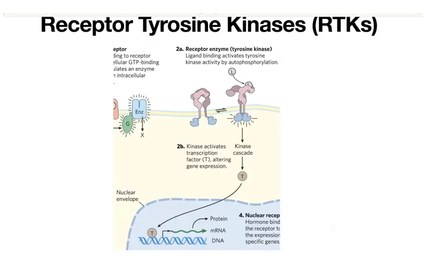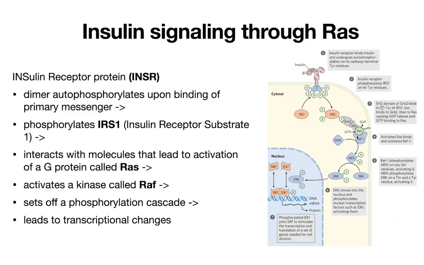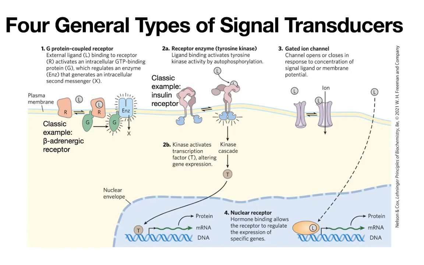We can also have our receptor tyrosine kinases. Here, these are going to function as dimers. The ligand binds, activates autophosphorylation. Those dimers are going to phosphorylate one another and lead to signaling cascades through kinases typically, as well as pathways that can act through other lipid-mediated functions.